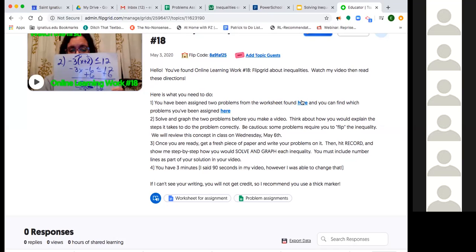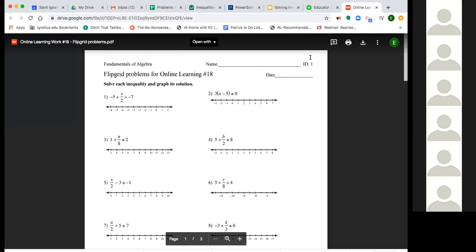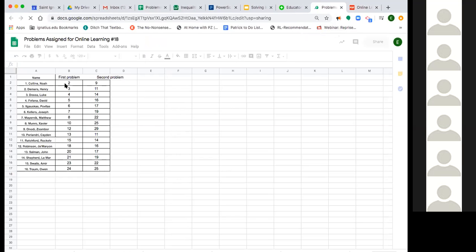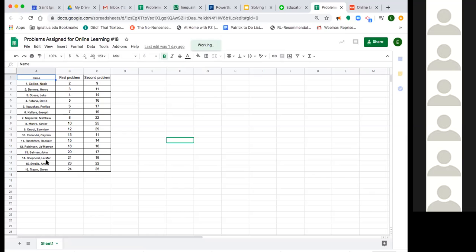So you open the worksheet, and there's like 32 problems, but you only have to do 2. And so I also linked your problems on this thing. So like Noah has to do problem 2 and problem 9. Henry has to do 3 and 11. Luke has to do 4 and 14. Okay. So you can find what problems you have to do from that link.